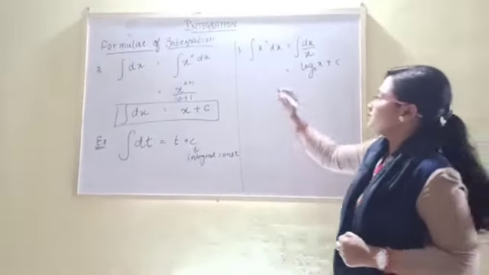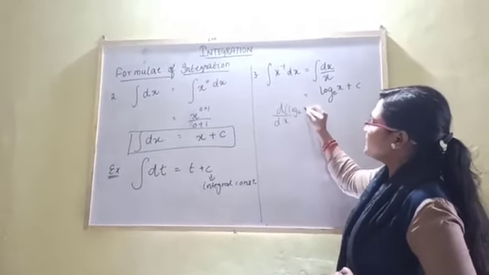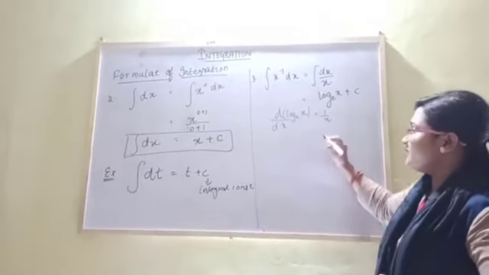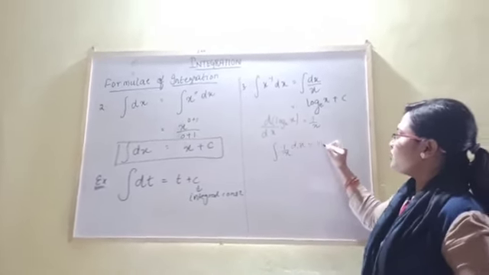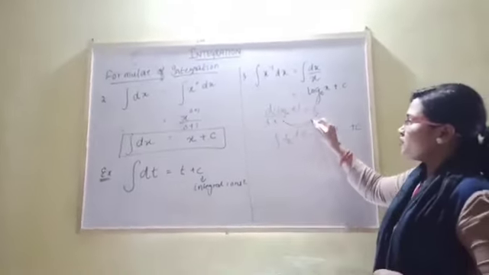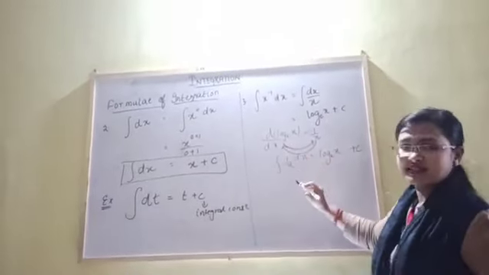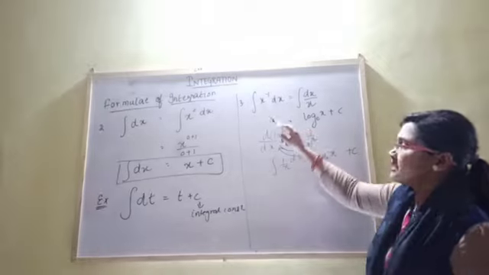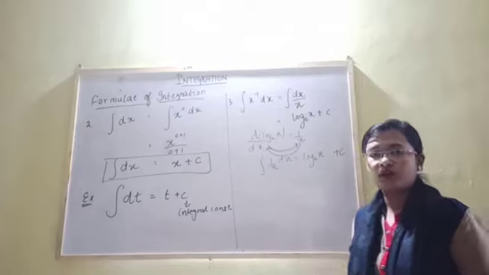If you remember, the differentiation of log base e of x with respect to x is 1 by x. Similarly here, the integration of 1 by x dx is log base e of x plus c. The differentiation of log x is 1 by x, and the integration of 1 by x dx is log x. So you can see that integration is the reverse process of differentiation. Clear? Now let's move on to our fourth formula.